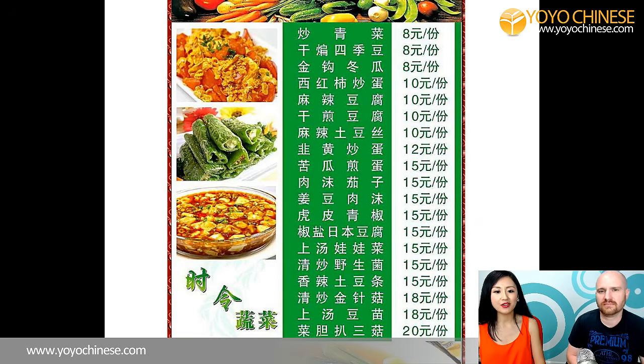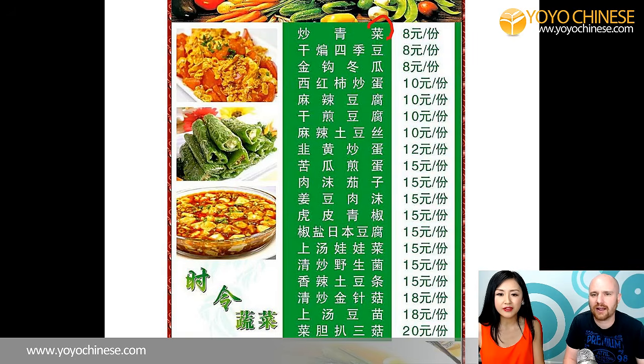Okay, so now let's see what kind of vegetarian dishes we can order. Right away in the top one, I see that grass radical at the top of that character on the far right. Yes, this cai, right? That cai, we learned. Very good. The complicated stuff.